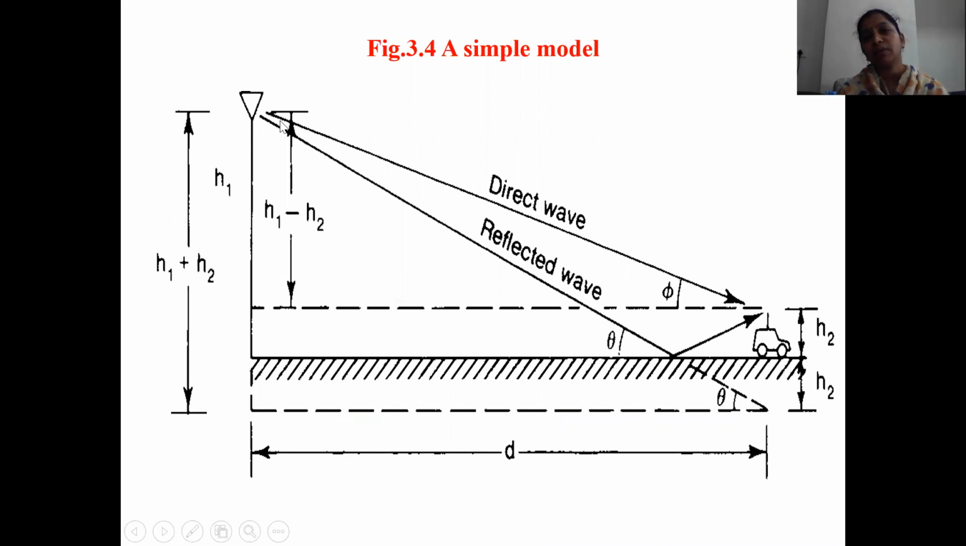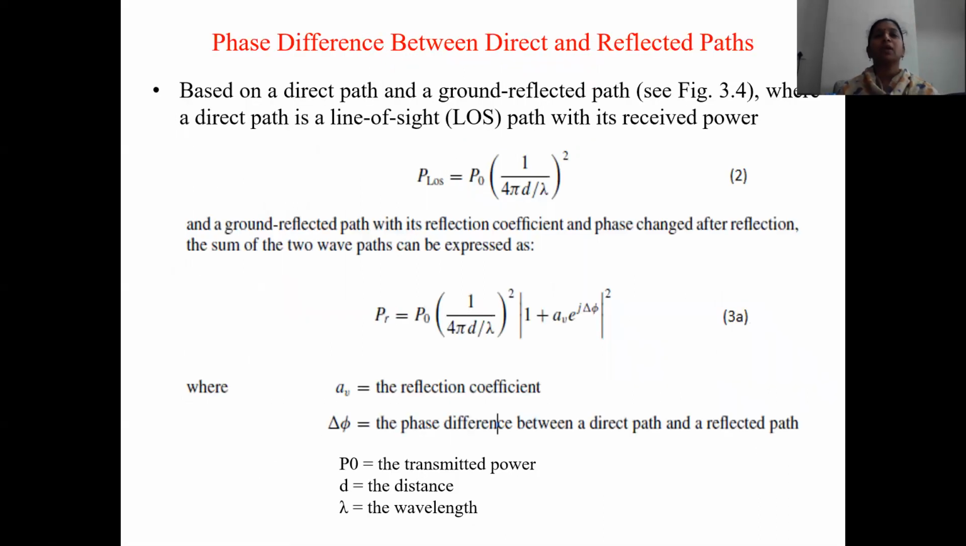This is the direct wave from the antenna towards the mobile antenna, and this is the reflected wave from the antenna towards the mobile. This is the angle theta and this is the angle phi, and this is the distance d between the antenna and the mobile. Now we will see what the phase difference is between the direct and reflected path.